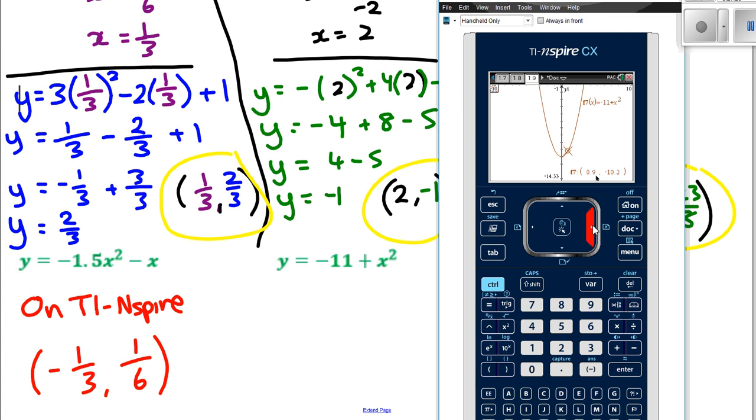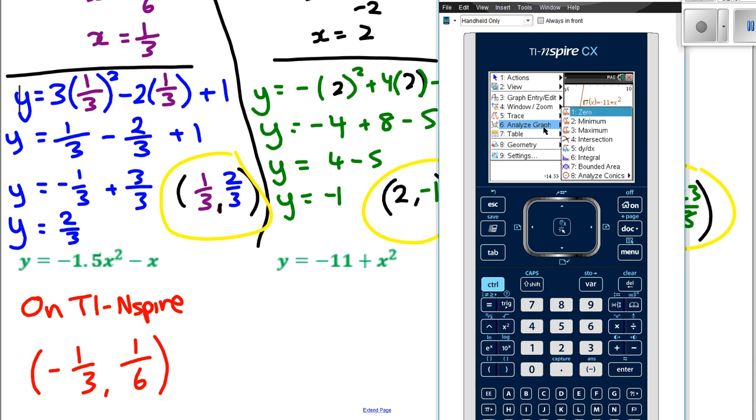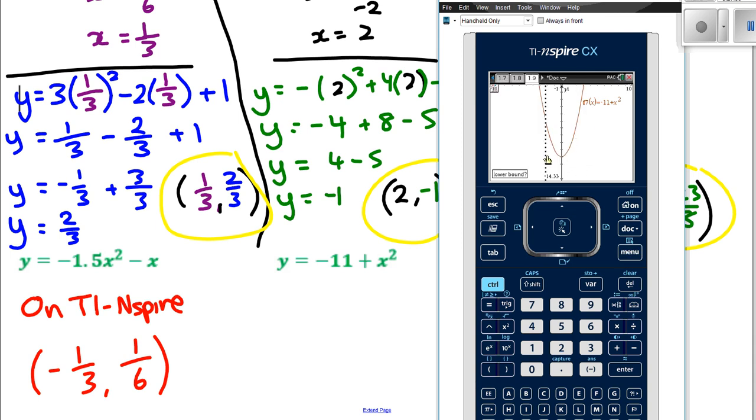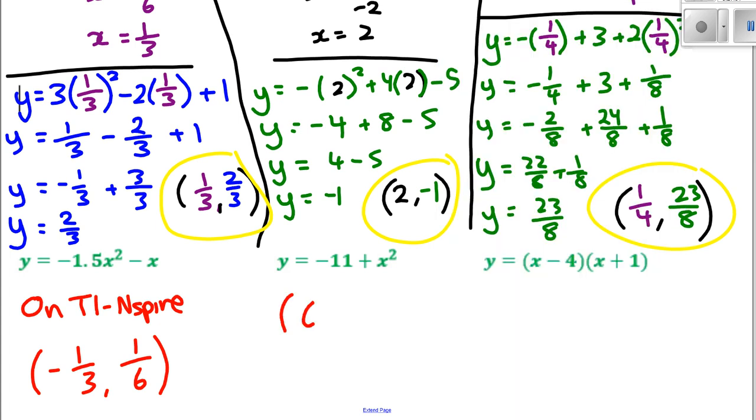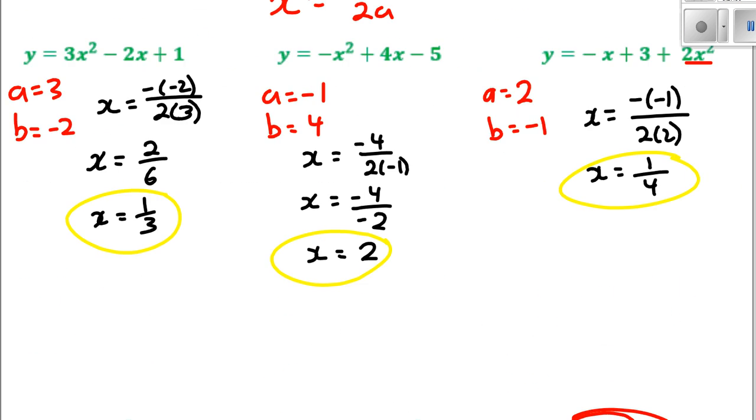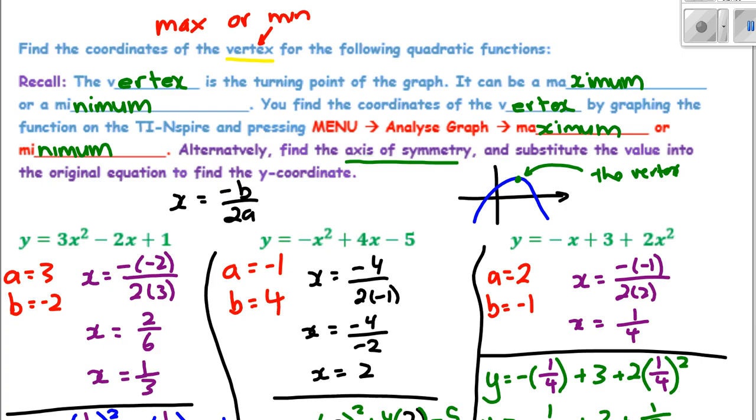Now we want to be at the vertex. No, that's a y-intercept. Maybe it's the same thing as a vertex. I'm not sure. To be on the safe side, I'm going to try the other method, analyze graph, and it's a minimum because it's down the bottom. Arrow to the left, arrow to the right. Yeah, it is. So it's at 0, negative 11, our vertex. So that's why the axis of symmetry on the previous example was at x equals 0. That happens to be where the vertex is.